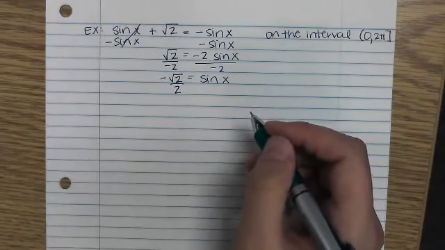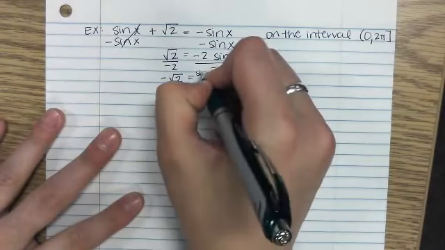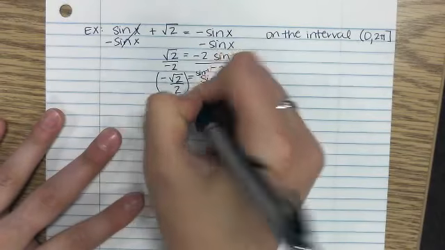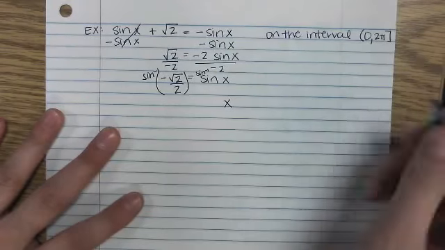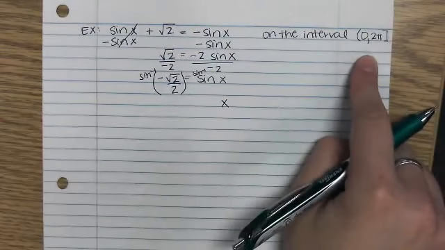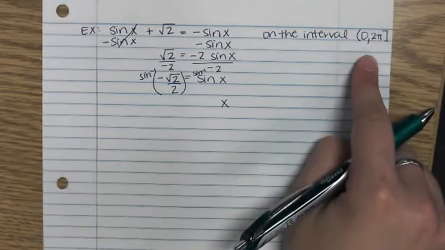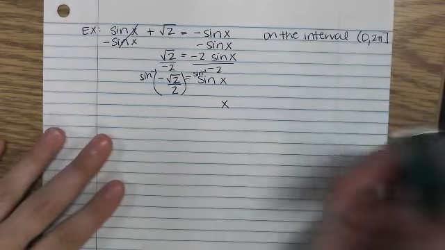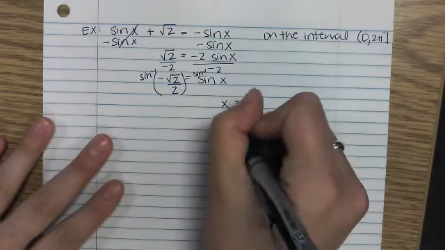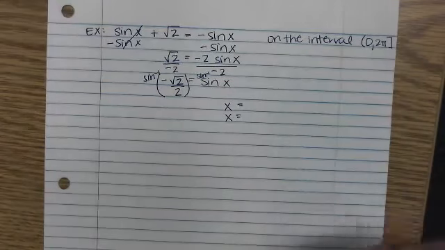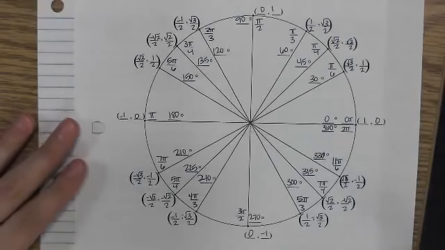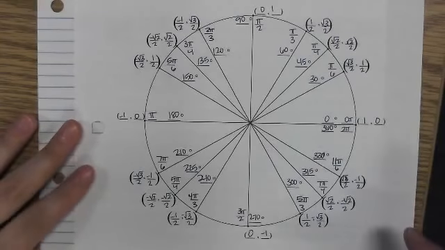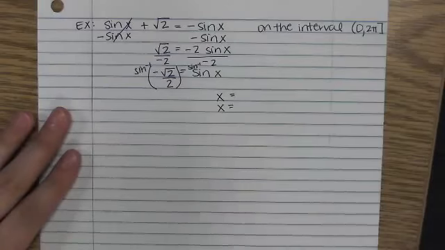And now what should I do? Sine inverse. Okay. Now, since we're saying we're taking only answers from 0 to 2 pi, can somebody tell me how many answers I should have? 2, yeah. We're going to have 2 on the unit circle. Okay, so let's look and see what are the 2 solutions. Wait, it's negative root 2 over 2? Yes.